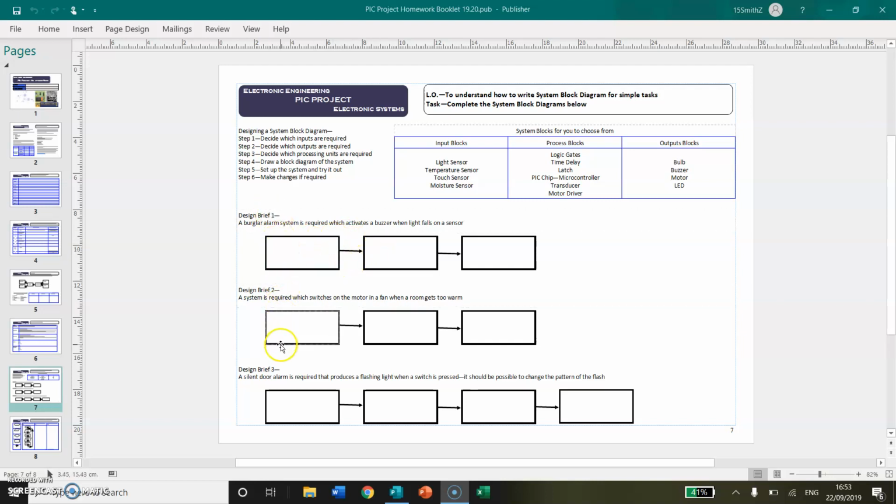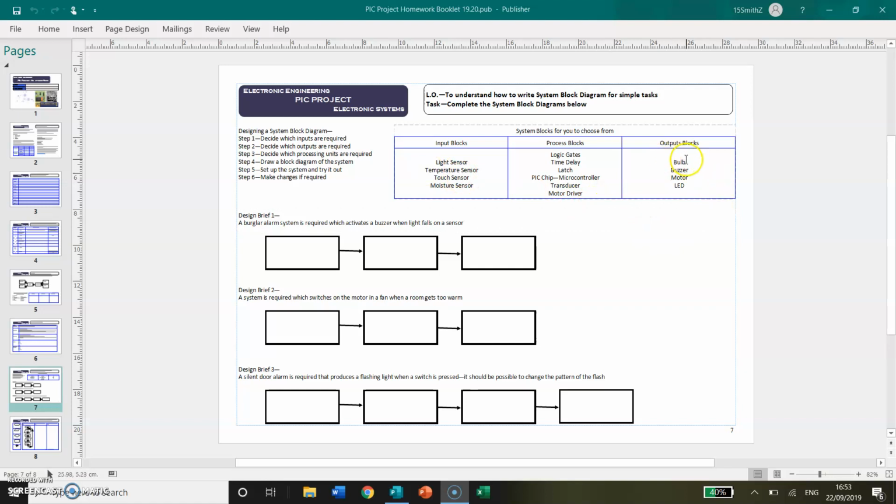So I'm going to ask you to write 3 system block diagrams for these 3 design briefs. So let's start by looking at what our different blocks are. Input blocks, we've got a light sensor, in other words something's going to be activated by light. Temperature sensor, something's going to be activated by changes in temperature. A touch sensor and a moisture sensor. They're fairly straightforward. That's our input blocks.